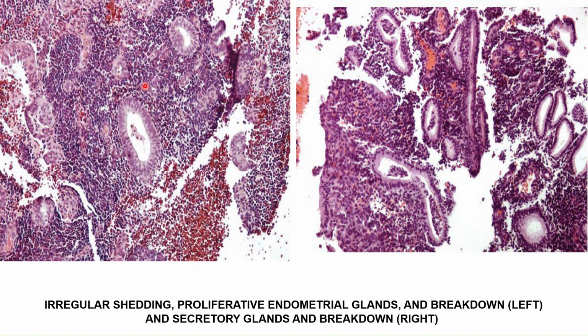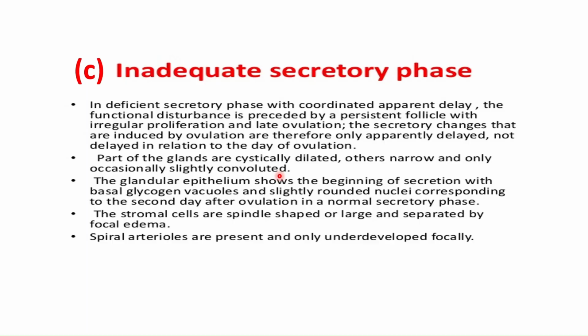So here is irregular shedding in which there are proliferative endometrial glands in one area with stromal breakdown and hemorrhage, and here we can find secretory glands with stromal collapse and areas of hemorrhage. So secretory glands and proliferative glands in a single biopsy.